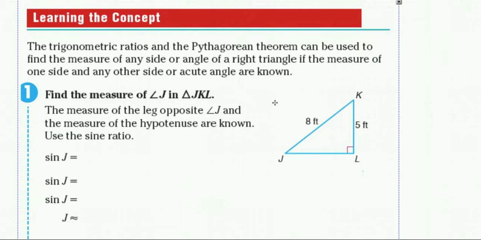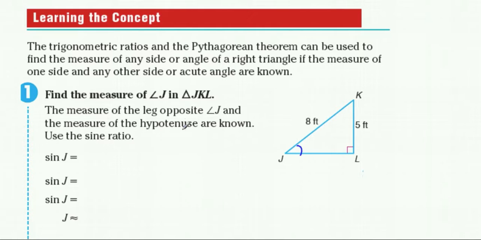The trigonometric ratios and the Pythagorean theorem can be used to find the measure of any side or angle of a right triangle if the measure of one side and any other side or acute angle are known. What does that mean? Let's take a look at example number 1. Find the measure of angle J. This is angle J in triangle JKL. So we want to find the measure of this angle right here.